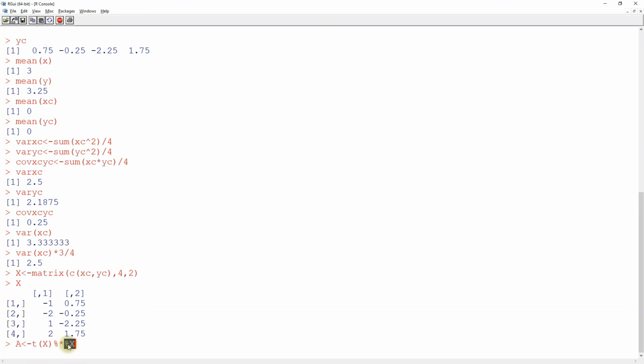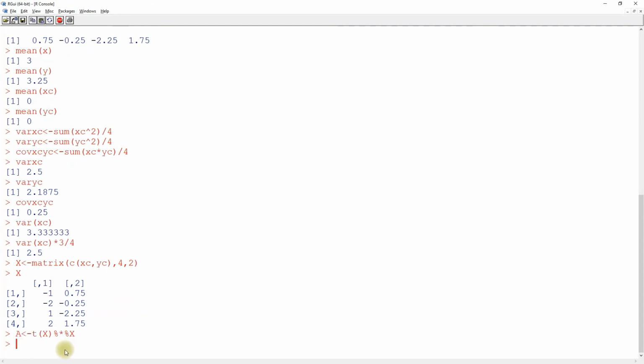Do not forget that we are doing matrix manipulation. Please refer to the first few lectures where we introduced R to you. All right, so we are doing matrix manipulation. You need to use these two symbols to multiply two matrices. So we are going to take the transpose of X times X and see what we get from that. Let's type A.